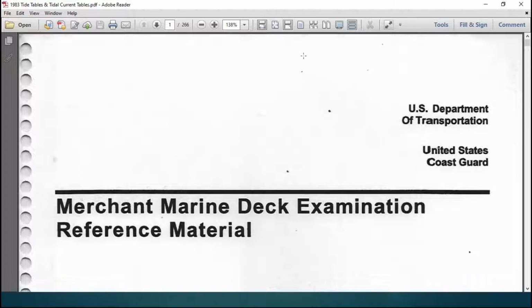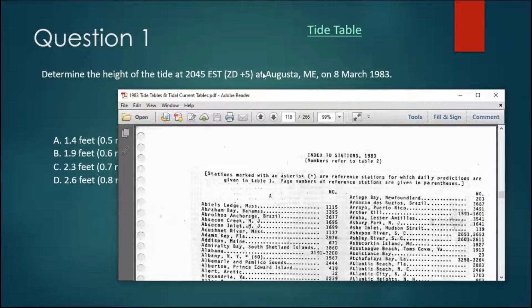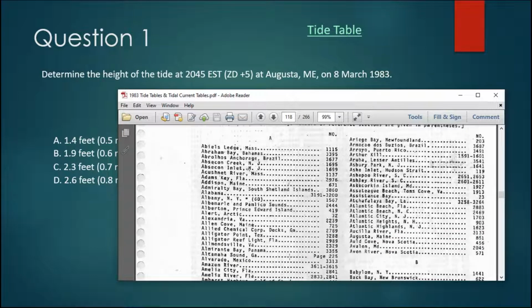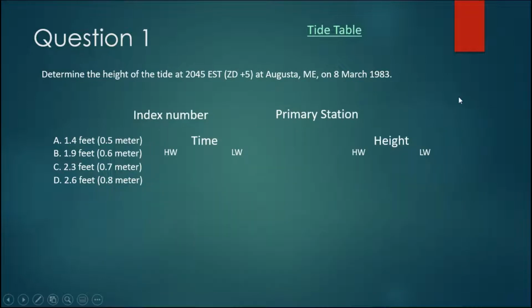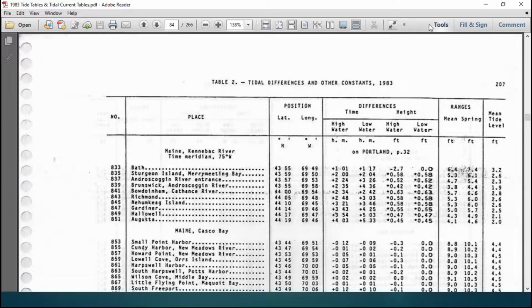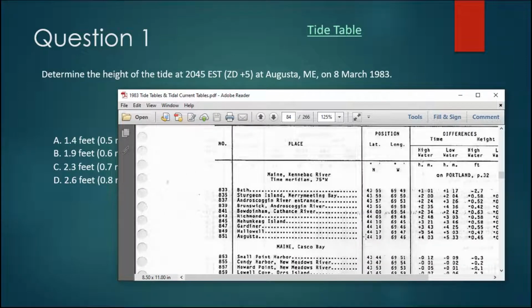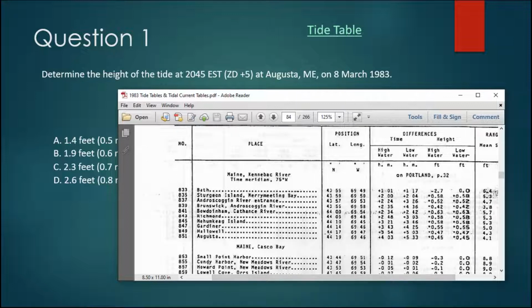And our index happens to be on page 118 of the PDF. We're looking for Augusta, Maine. So we find it right here, and we get an index number of 851. So we'll put that down on our scratch paper, then open it back up and go to table 2 and look for 851. And that happens to be page 84 of the PDF. And let's find index number 851, which is right here, Augusta, Maine.